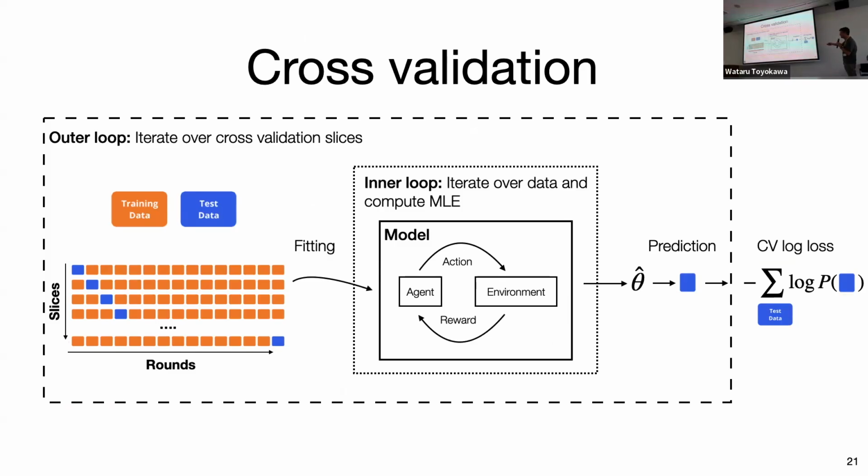Some maximum likelihood estimate. Then we do this outer loop where we're iteratively breaking up the data into training and test sets, fitting the model on this training data, and then taking this theta hat and seeing how well it makes predictions on this out-of-sample test data. We do this for all the different slices of our data, and we sum this up to compute the cross-validation log loss.